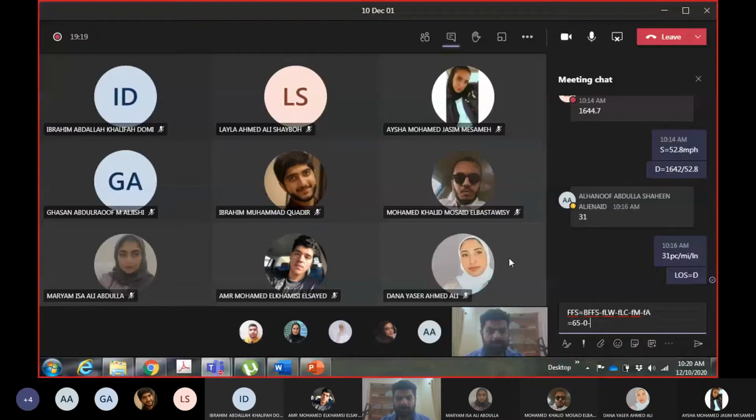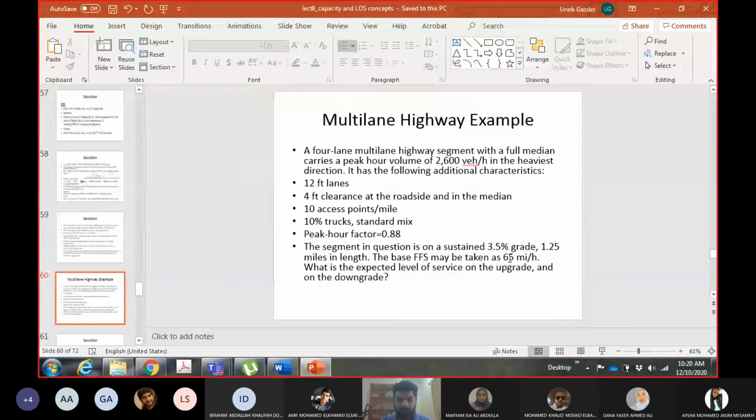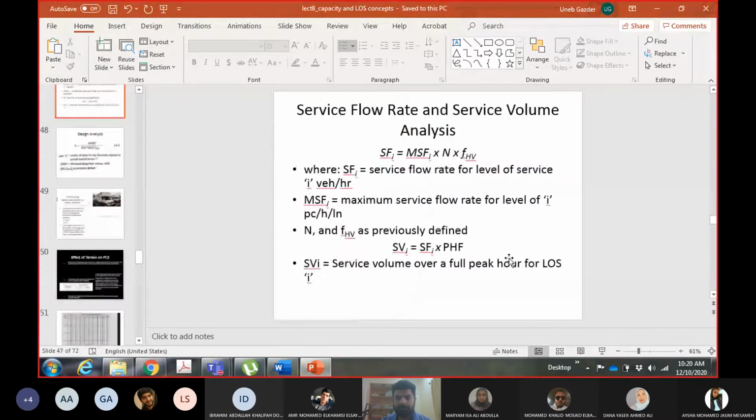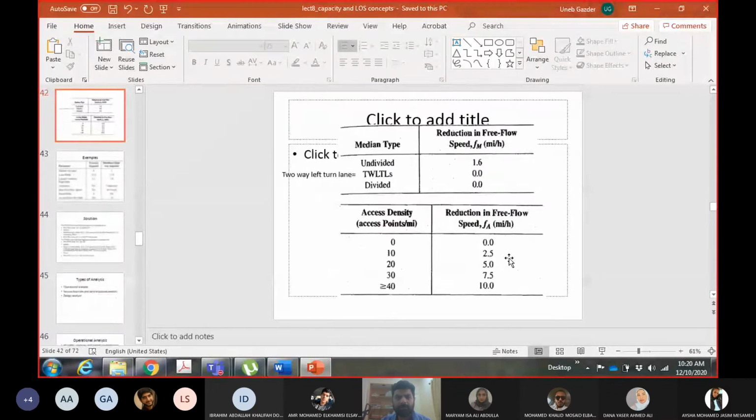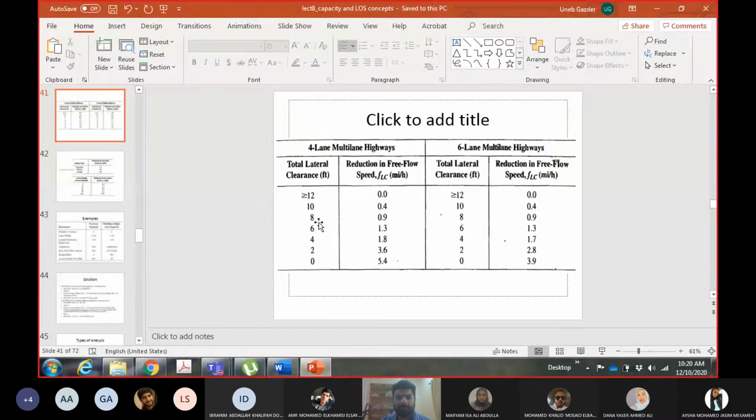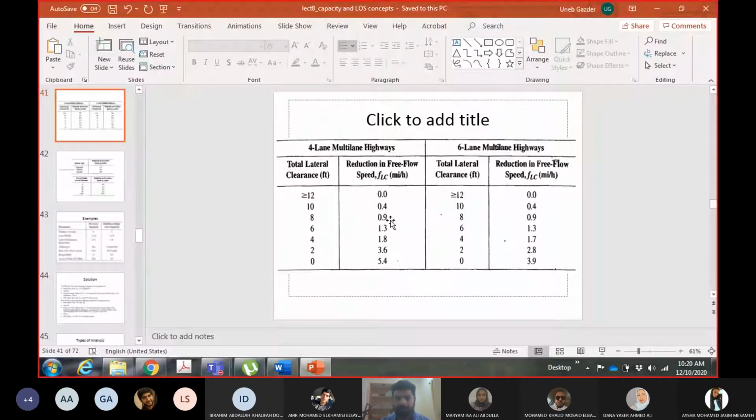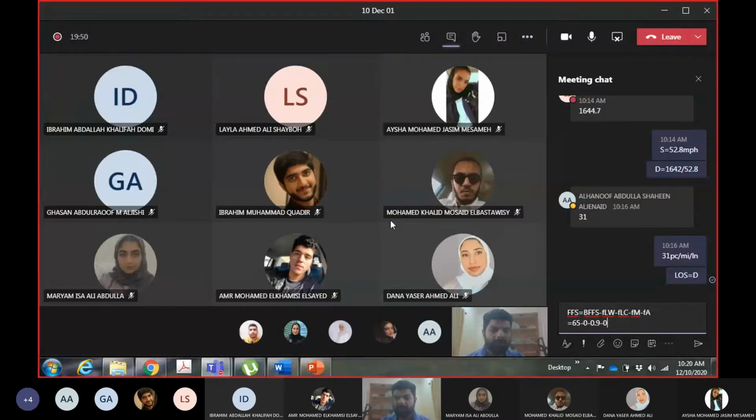So this is 0. Then lateral clearance is 4 feet on both sides of the road, the right hand side and the median side. 4 feet plus 4 feet, so 8 feet lateral clearance. Now go to the lateral clearance table. It's a 4-lane multi-lane highway, 8 feet lateral clearance, so the adjustment factor is 0.9. Minus the adjustment factor for median. Now we have a median, so the adjustment factor for median will be 0. I'm taking the values from the table. If you want to look at the table, don't believe me, go there.